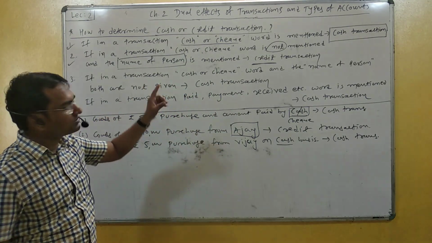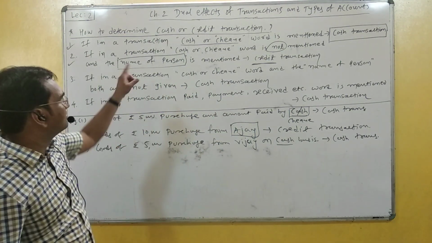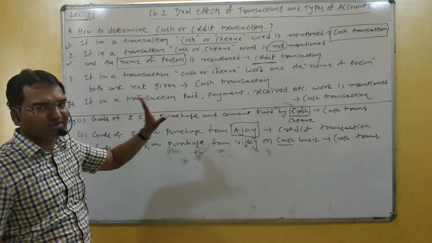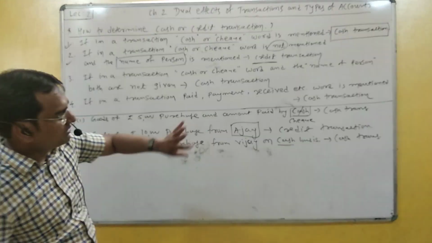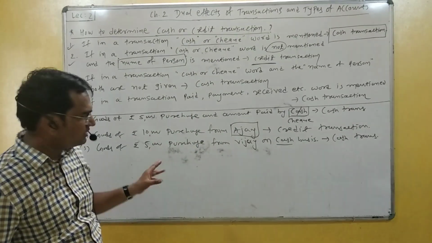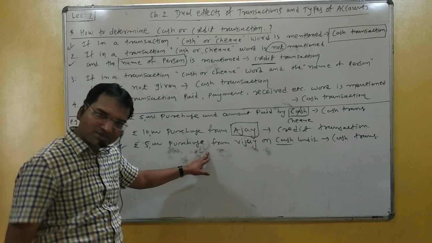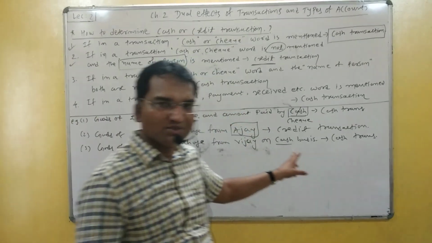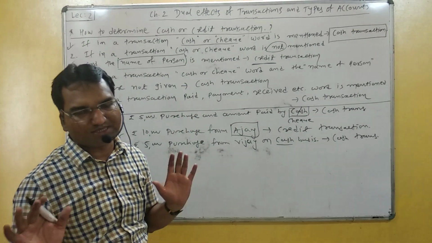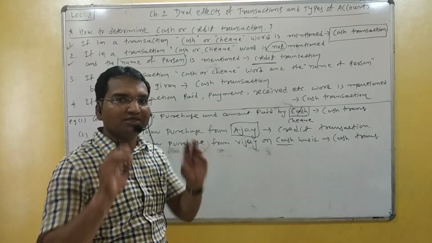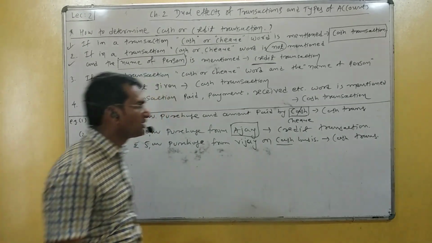So are you clear? First rule: when the cash or check word is mentioned, it is a cash transaction. Second rule: the cash or check word is not given, but the name of a person is given; it is a credit transaction. And for a combination of both, if the name of a person is given and the cash word is given, first priority is given to the cash word, and it is treated as a cash transaction, whether the name of a person is given or not.